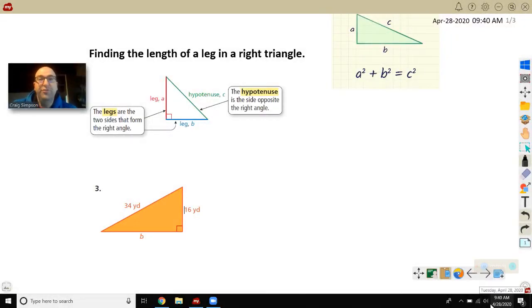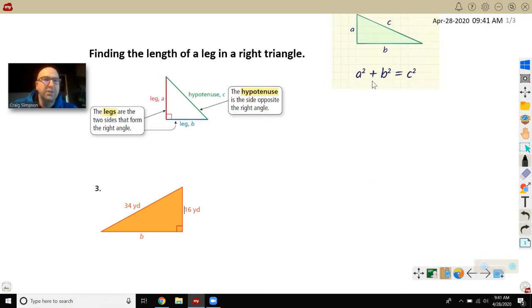Today, we're going to finish our lesson on the Pythagorean theorem. In our last lesson, we were finding the missing length of the hypotenuse in a right triangle. Today, we're going to find a missing side length, and it can be either one of these two legs that we are finding the missing length of.